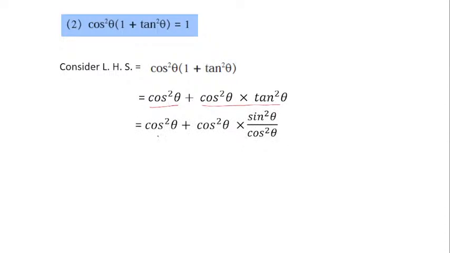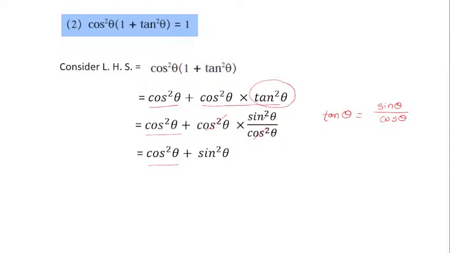Now the first cos square theta as it is, plus cos square theta into, instead of this tan square theta, we can write sin square theta by cos square theta, as we have the relation between tan theta, sin theta and cos theta, that is tan theta is equal to sin theta divided by cos theta. That's why instead of tan square theta we can write sin square theta divided by cos square theta. Now both of these two are in the product form, so in the numerator and denominator cos square theta will get cancelled, so we have the first cos square theta as it is, plus in the second term we have only sin square theta now.